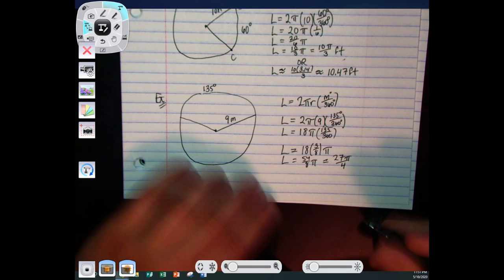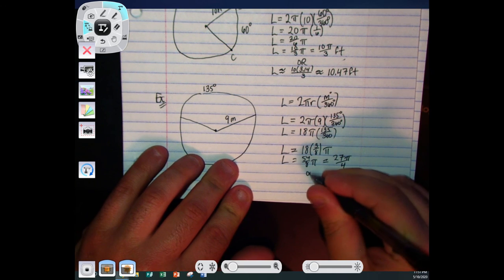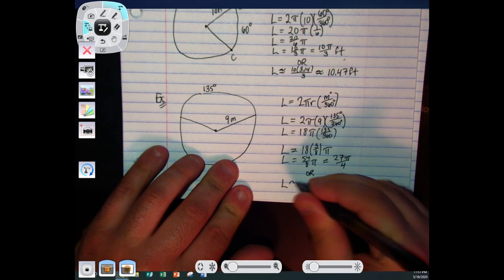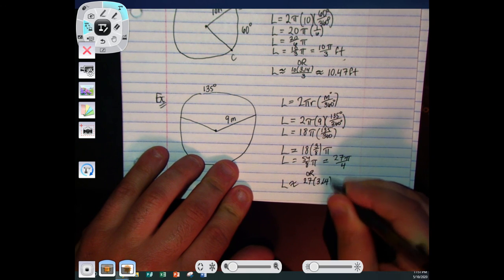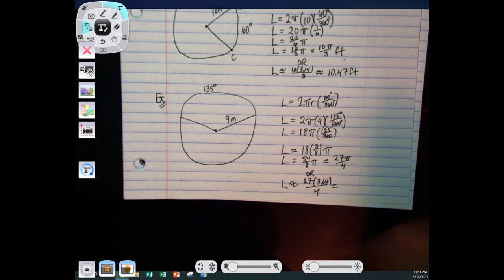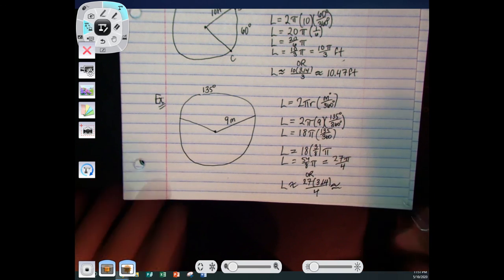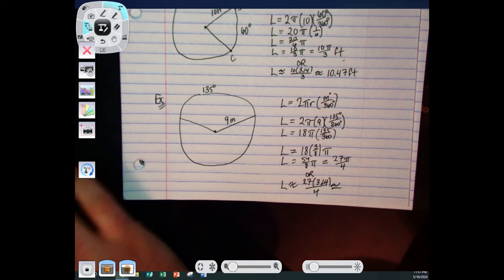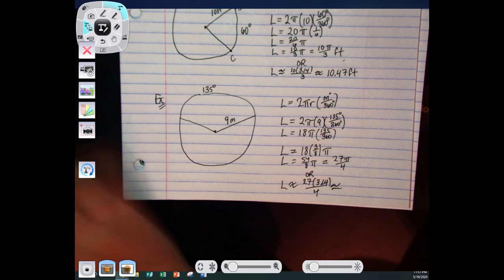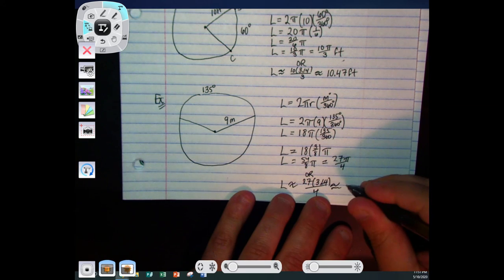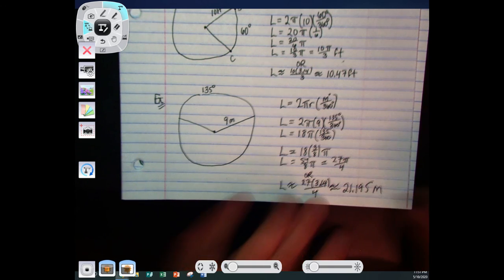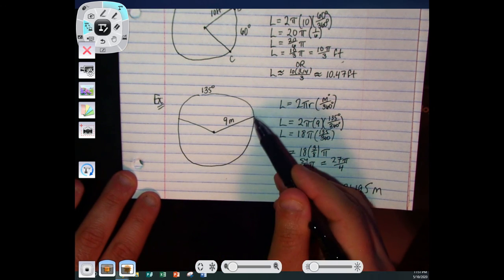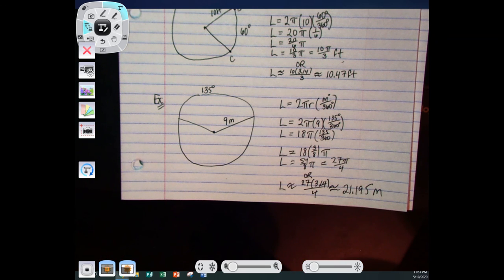Again, if you wanted to, you can substitute 3.14 in place of pi. So it'd be 27 times 3.14 divided by 4, which gives us an answer of approximately 21.195, and that would be in meters. So the actual length of this arc would be 21.195 meters.